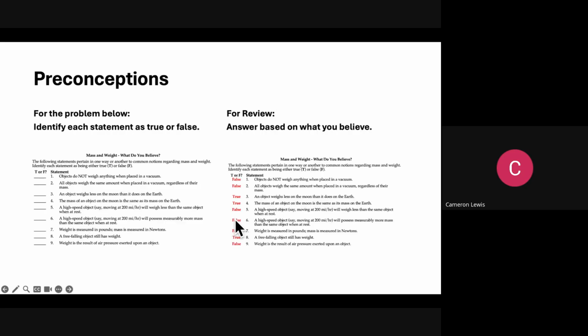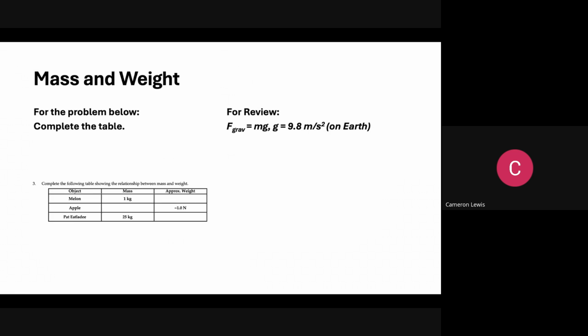All right. We just did all of this, right? This is what you believe. Now, after going over it, let's do this very simple exercise. Complete the table. Very simple. For review, the force due to gravity, which is also known as the weight. The weight of an object is equal to its mass times its acceleration due to gravity.